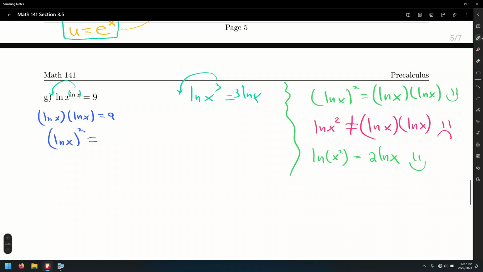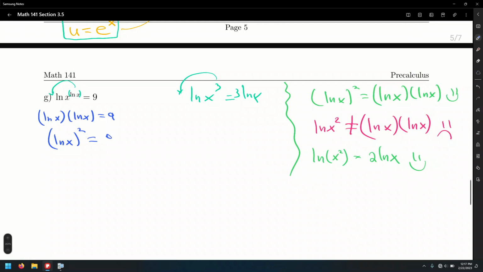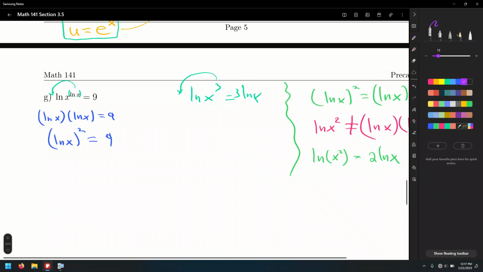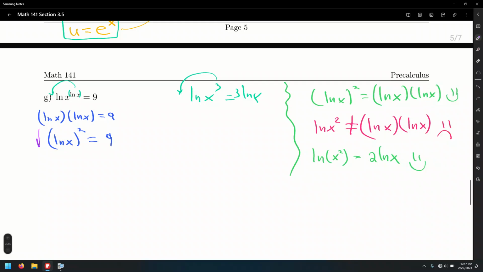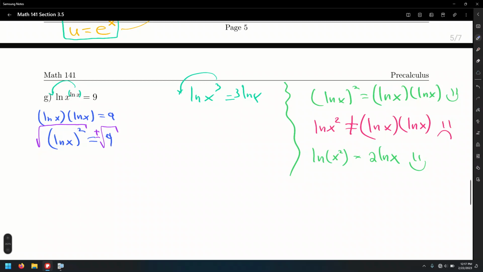Let's go back to the equation, and that equals 9. And in this case, what do we have? We can make a u substitution, but maybe not necessary because it's not that weird a thing to do. Take the square root on both sides. Don't forget the plus or minus on the right hand side. And that's ln of x equals plus or minus 3.